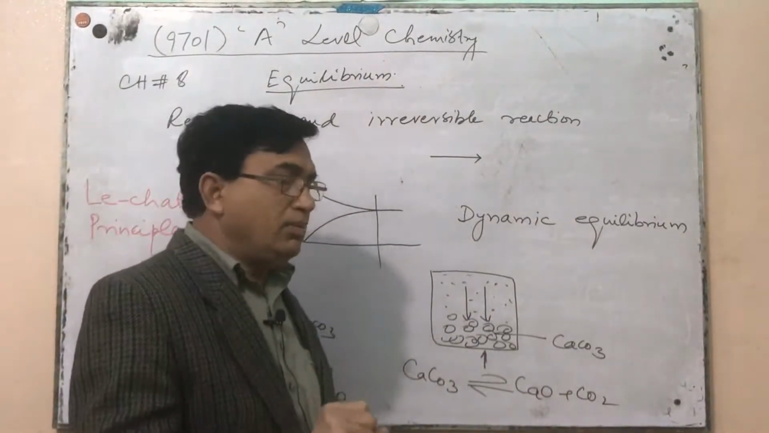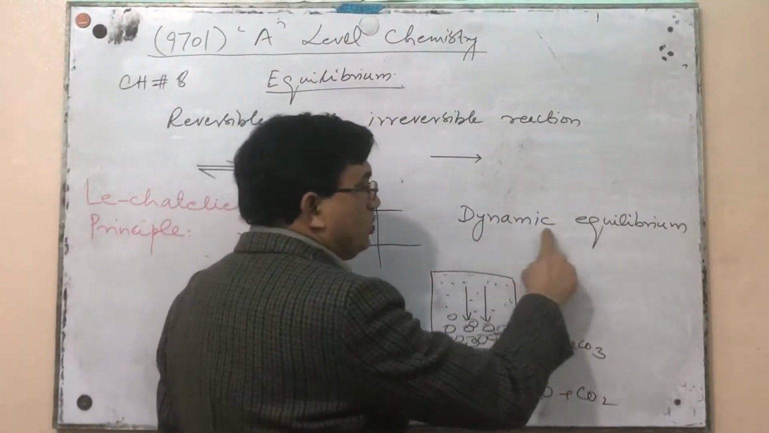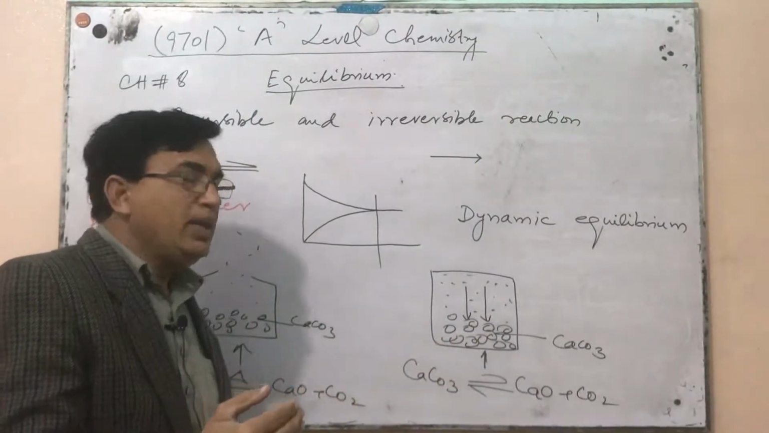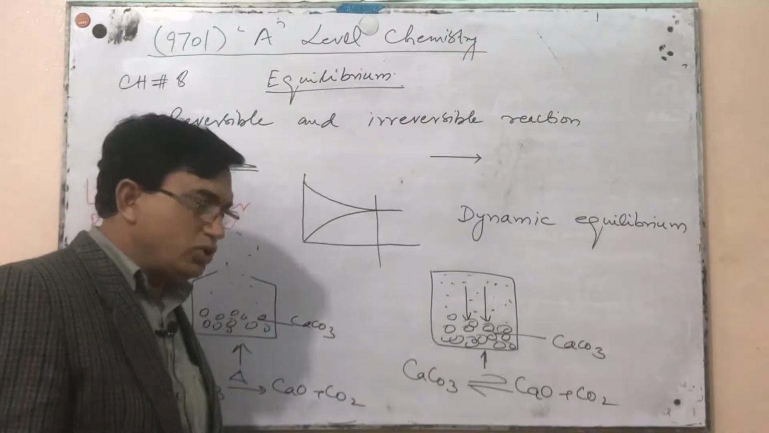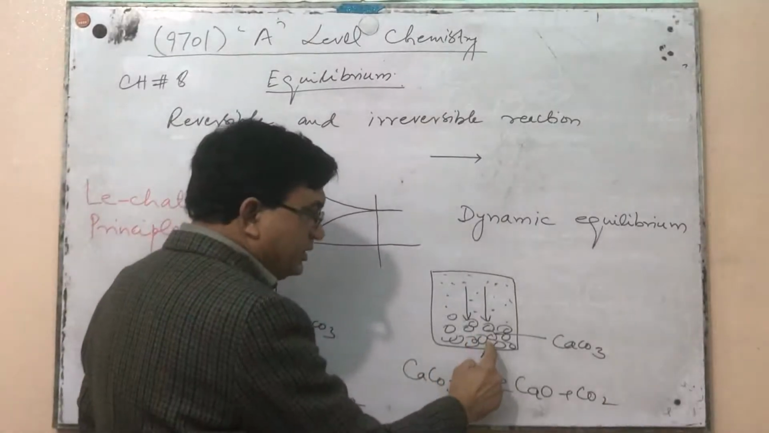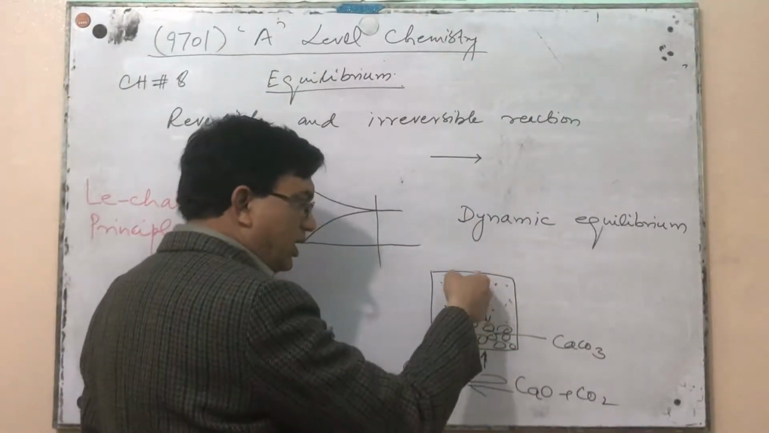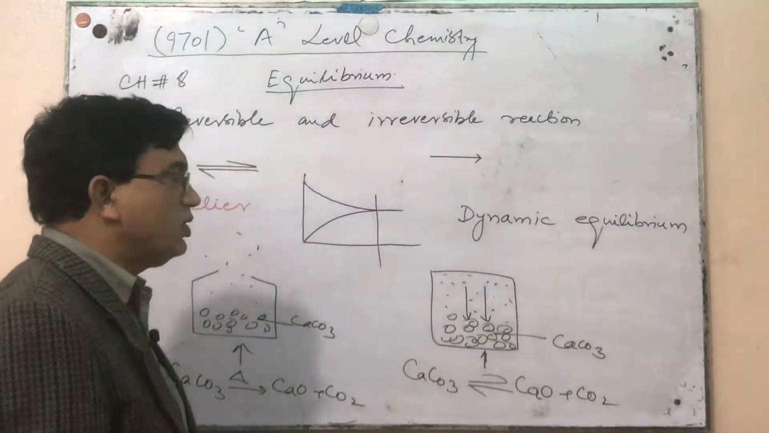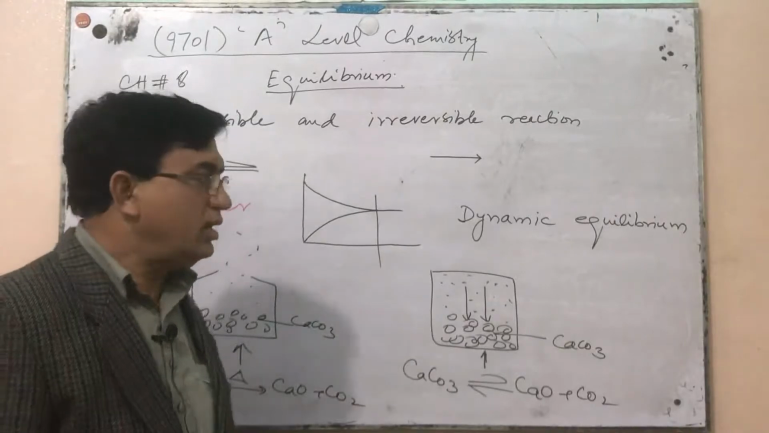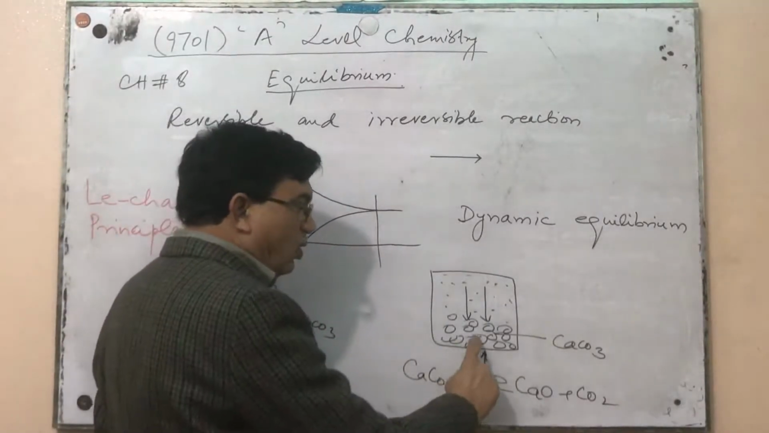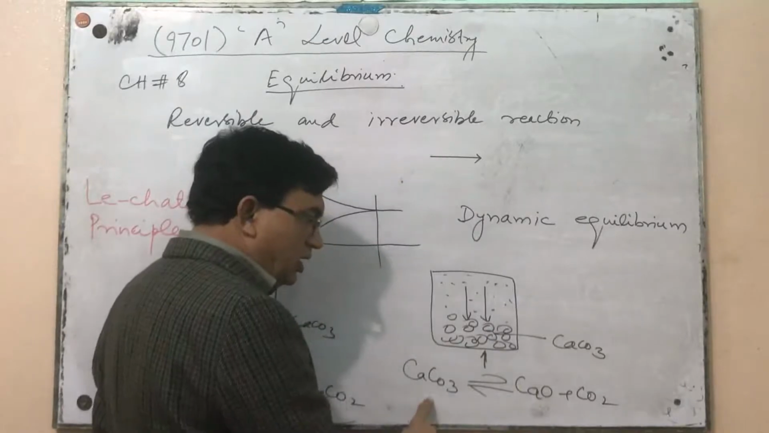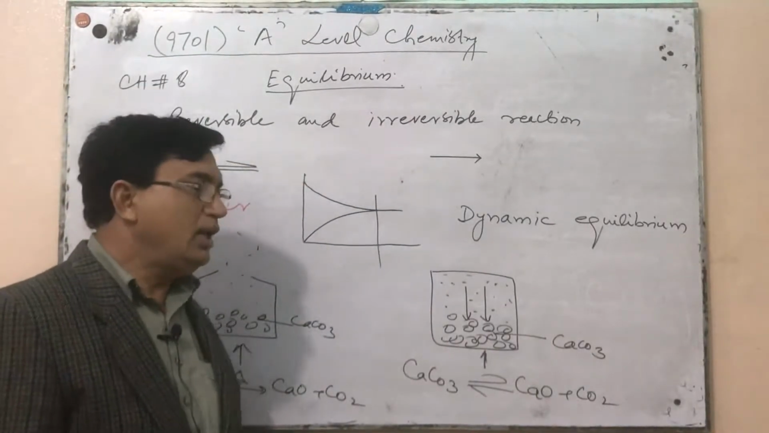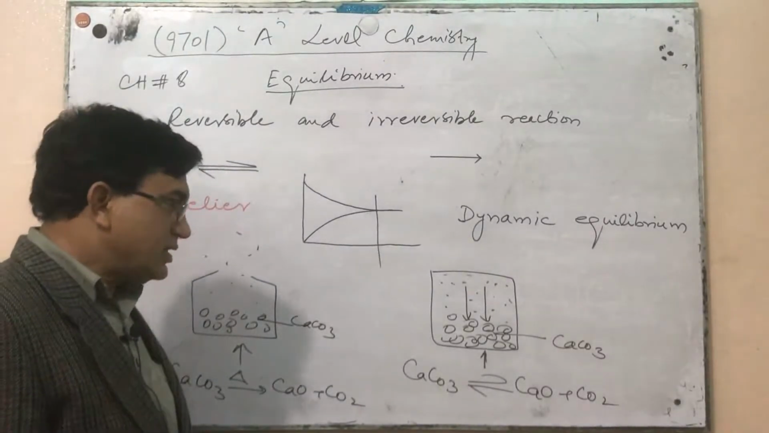Now, sometimes this is also named a dynamic equilibrium. Why dynamic? Dynamic means it is always in continuous motion. Reactants are changing into the products and products are changing into the reactants continuously. If this cyclic or continuous process carries on, then whenever the rate of forward reaction becomes equal to the rate of backward reaction, that situation is called equilibrium, and equilibrium is established.